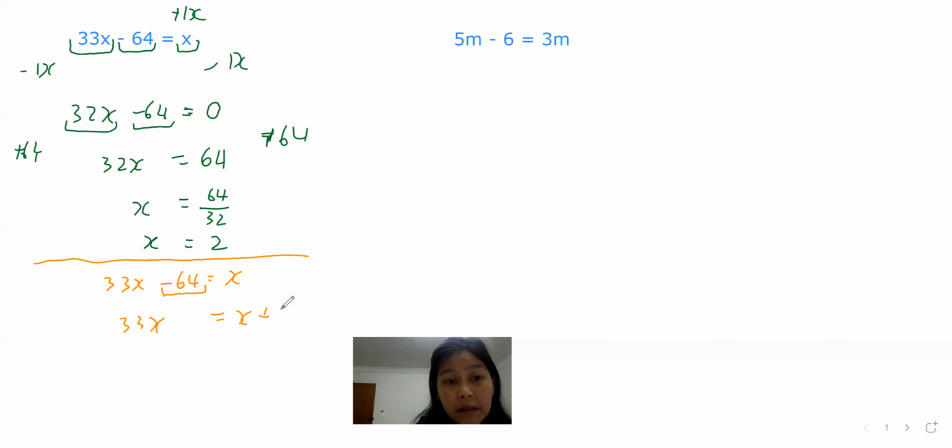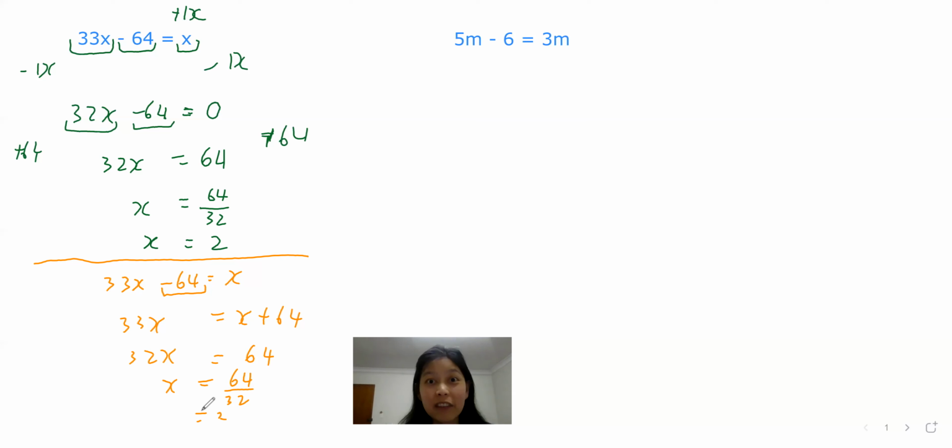So 33x equals x plus 64 here, right? And as we say, we have to gather all the x together. The right-hand side has a smaller x, so we're going to take away 1x. So it becomes 32x over here, and the x is gone because we take away 1x. See, the last step is the same: 64 divided by 32. So the answer is 2. It's like I always say, like playing chess. You can win the game by different moves, but eventually you solve the equation.